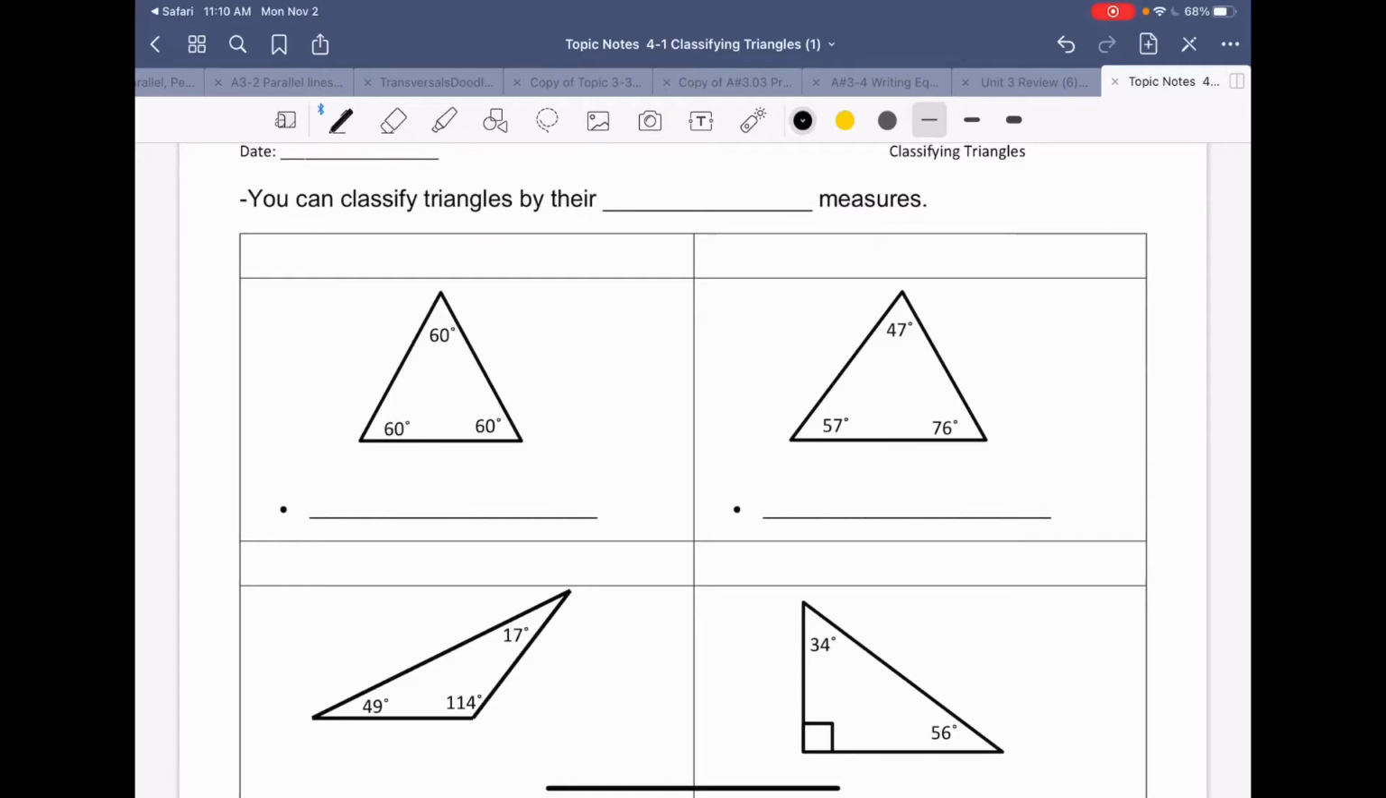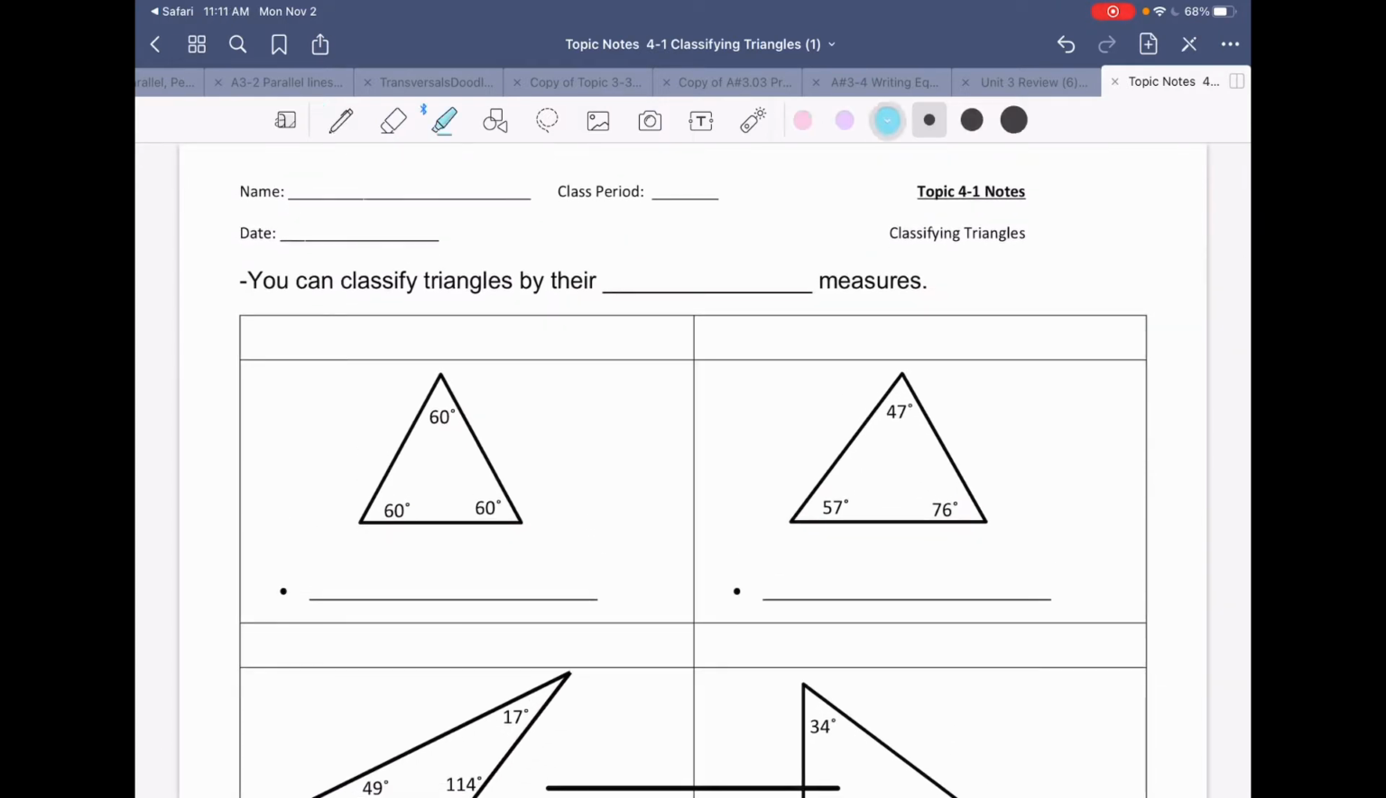All right. So we are going to start our new unit on triangles. Triangles are my favorite, so I'm super stoked to be teaching this right now. So let's get started off into classifying triangles, okay? Being able to classify triangles is going to be a great foundation to being able to start to actually discover triangles and all the beautiful things they can do. So you can classify triangles by their angle measures. And that's what we're going to do right now.